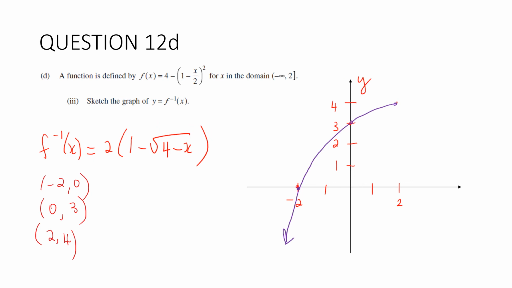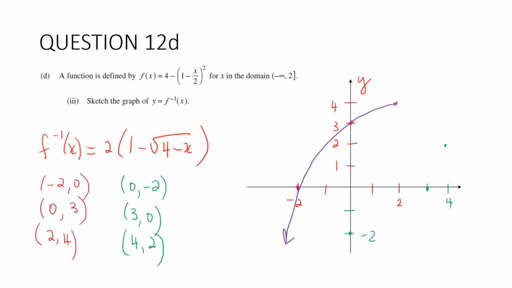And finally, sketch the graph of the inverse function. So I've got these 3 points here. We are going to switch the coordinates around. So -2, 0 becomes 0, -2. And this one is 3, 0, and our turning point will be at 4, 2. So let's plot those points. So I need to come out here, 4, 2, and we have got 3, 0, and we have 0, -2.